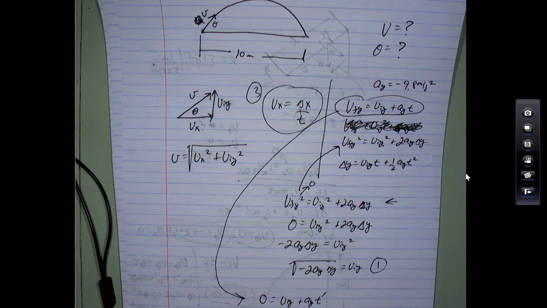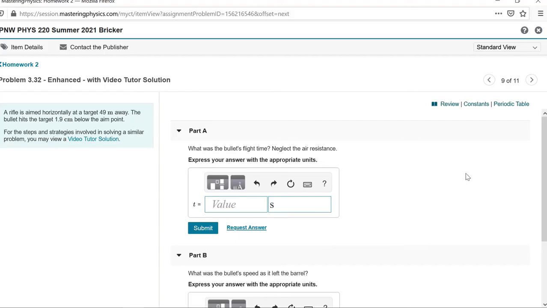Okay, let's look at the next one. A rifle is aimed horizontally at a target 49 meters away. The bullet hits the target 1.9 centimeters below the aim point. And again, you can take a look at the video tutor solution here.